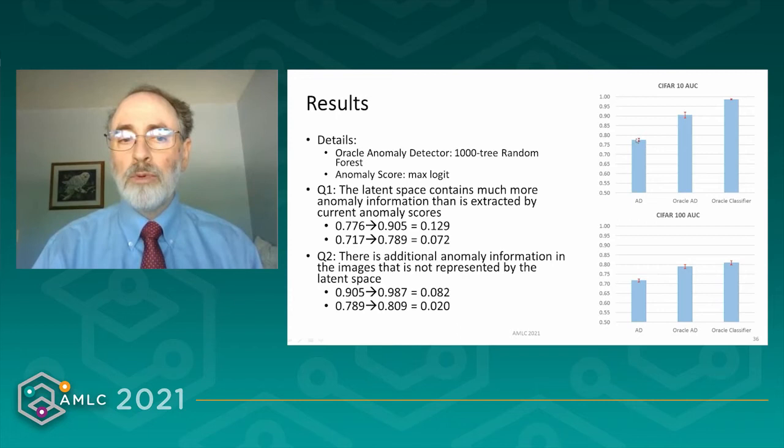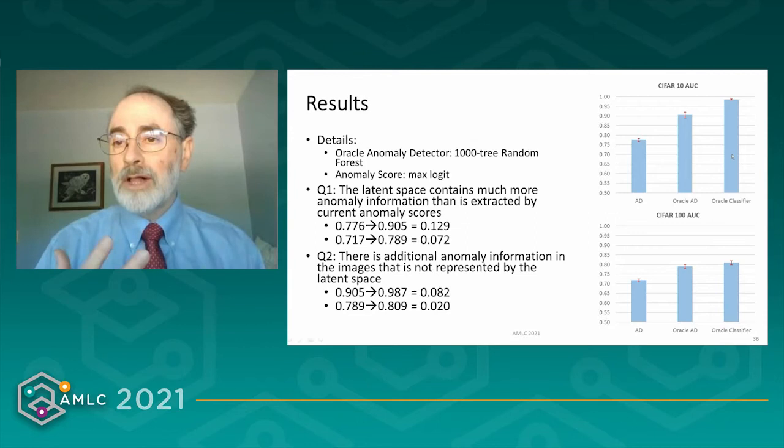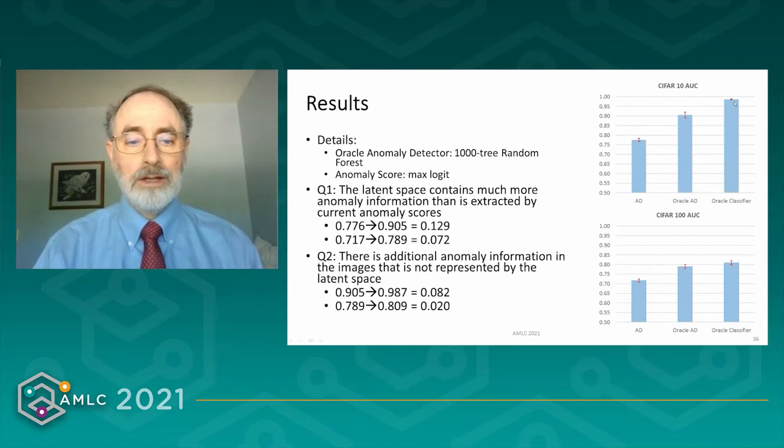If we use the same trained representation, but now use a supervised classifier, in this case a 1,000 tree random forest that's given labeled anomalies and nominals, it can get up to about 0.905, gaining about 13 AUC points just by using a more informed anomaly scoring method. And if we train a classifier on all 10 classes and then ask how well it can do, it can get up to 0.987.